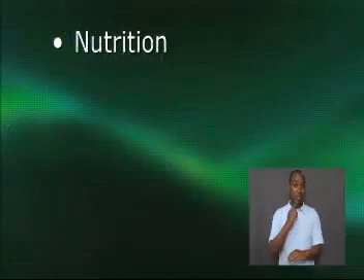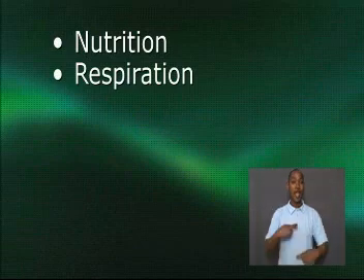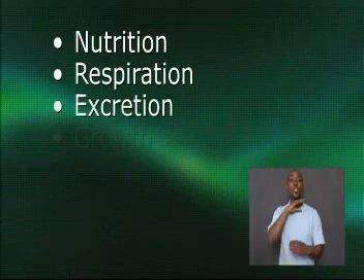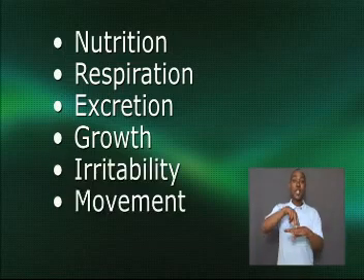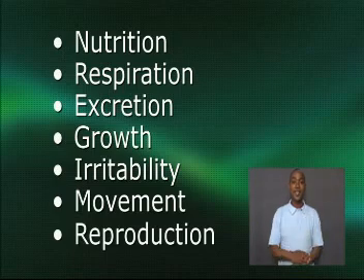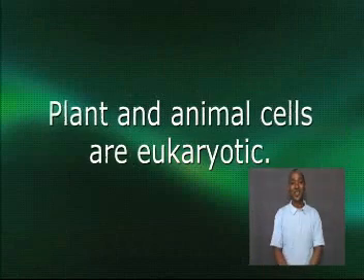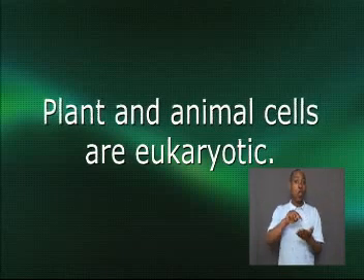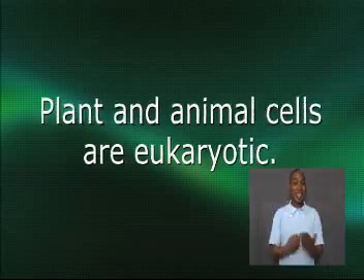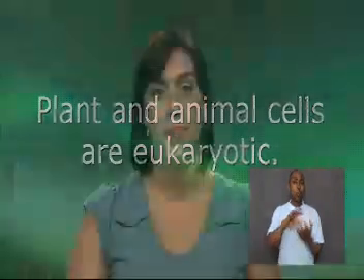The 7 processes are nutrition, respiration, excretion, growth, irritability, movement, and reproduction. Were you able to name all 7? Great work. Both plant and animal cells are eukaryotic cells. This means they have complex structures.